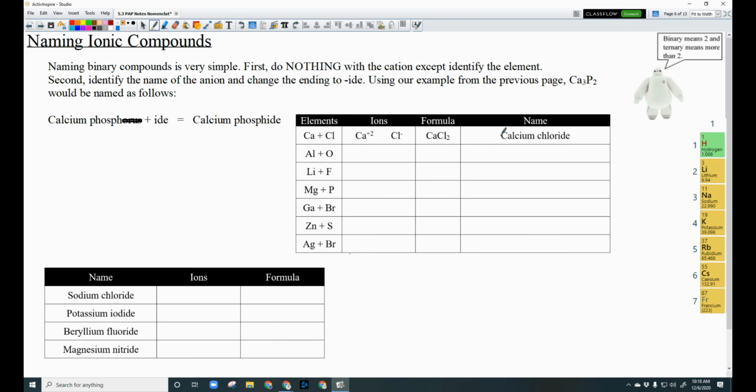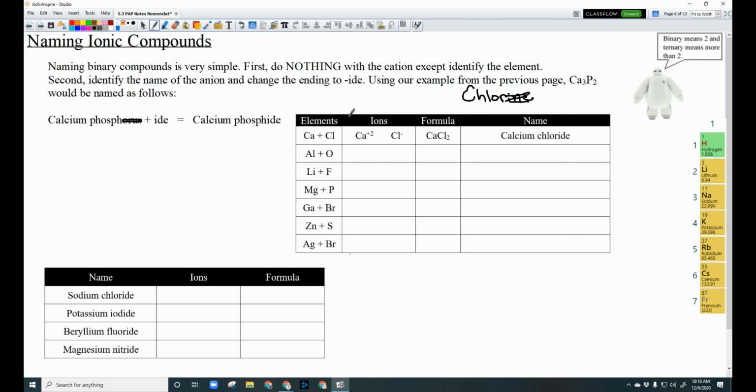Now, if we're going to name this, the first one we don't change. So this is calcium. And since this is a single element, we take chlorine, drop the ending "ine," and add "ide," I-D-E. So this is calcium chloride.